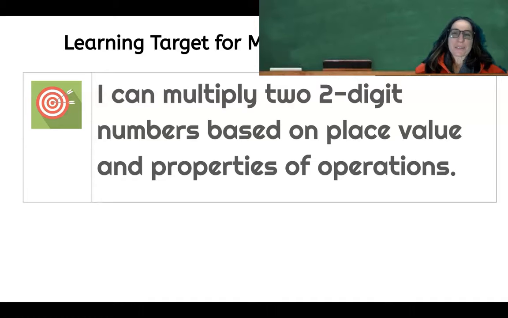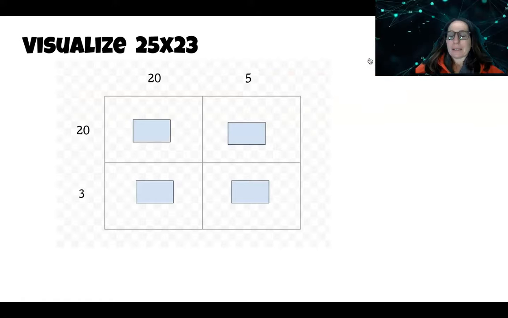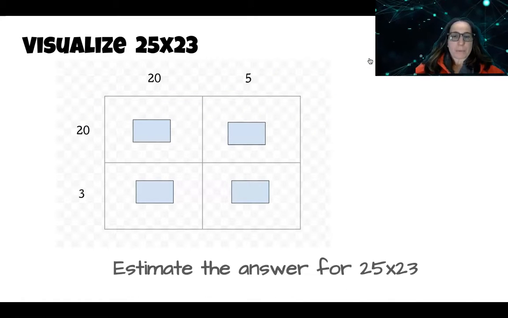Our learning target for today is we're going to multiply two two-digit numbers based on place value and properties of operation. Let's take a moment and visualize 25 times 23. Up until now, we've seen a 4-part area model, so let's estimate that 25 times 23 for a moment. You might have said that 20 times 20 is 400, or you might have said 25 times 20 would get us even closer, and that's 500. So let's look and see if we get close to that.